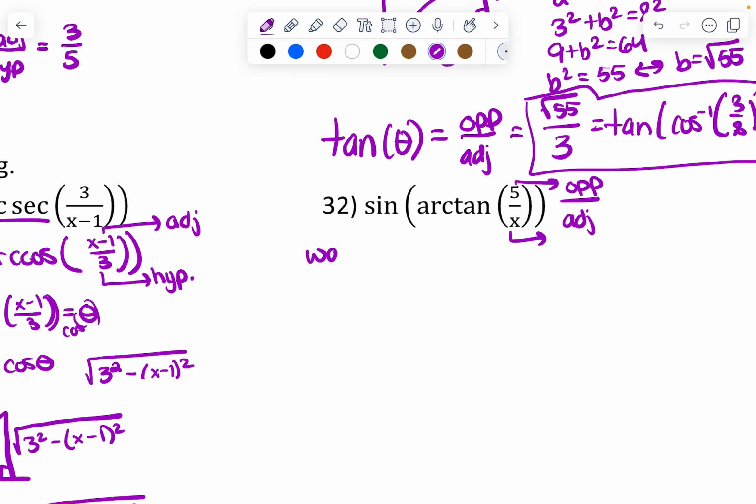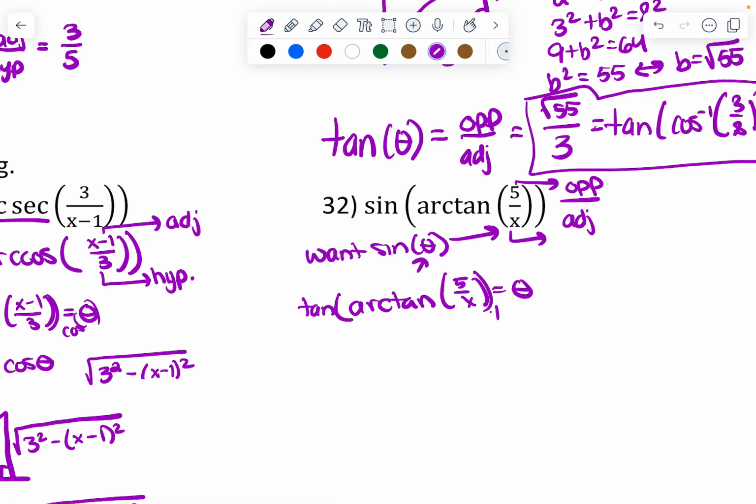So what's the end game? We want sine theta. That's the answer. But we need a theta. We need to construct a triangle for this particular theta, which is what we will get from here. So if I have arctan of 5 over x, that is equal to a theta. If I take the tangent of both sides, I end up with tan theta is equal to 5 over x. You do not have to show this step.